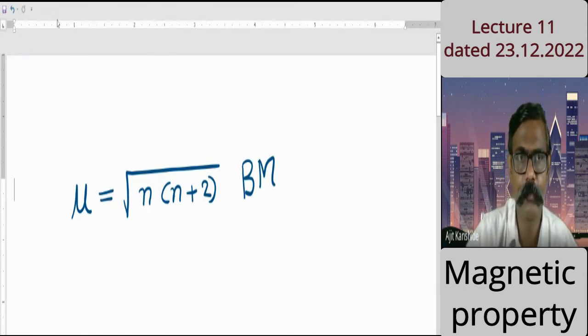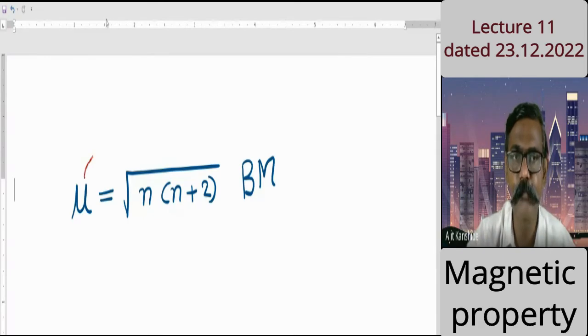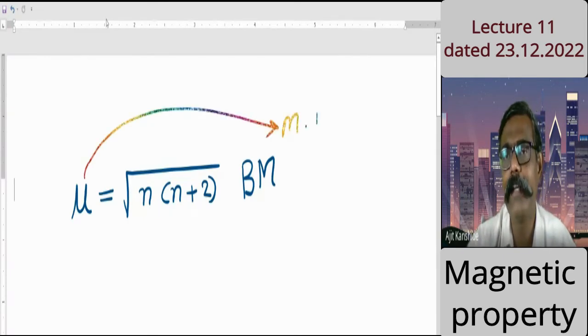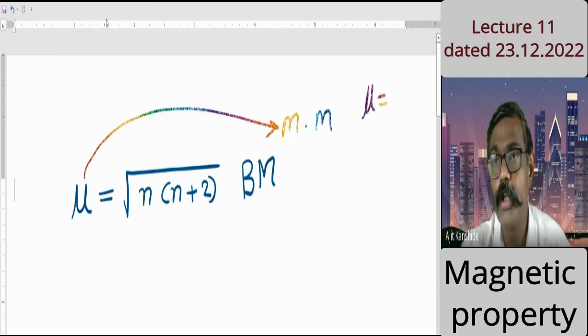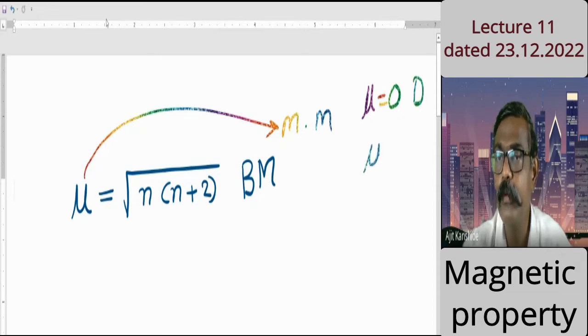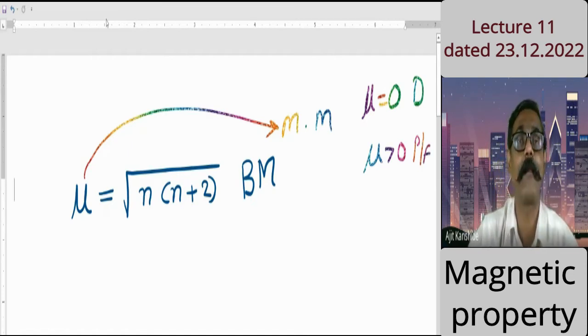If anybody knows, one can answer. I give time to you for answer. Let me express these terms. This mu is magnetic moment, or it is responsible for magnetism. If this mu is equal to 0, then that compound will be diamagnetic. If mu is greater than 0, then it can be paramagnetic or ferromagnetic.